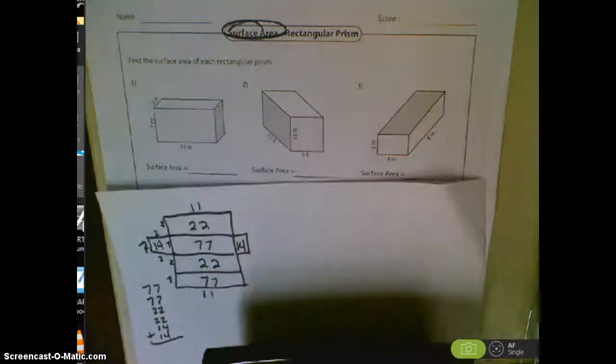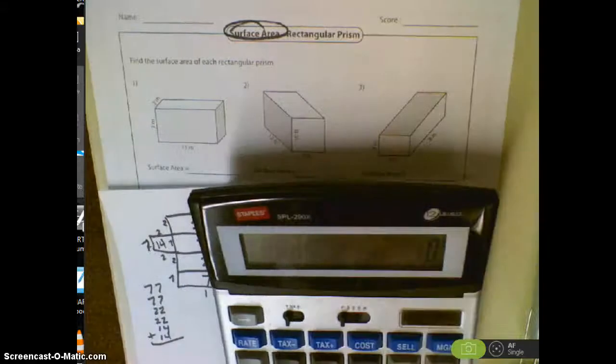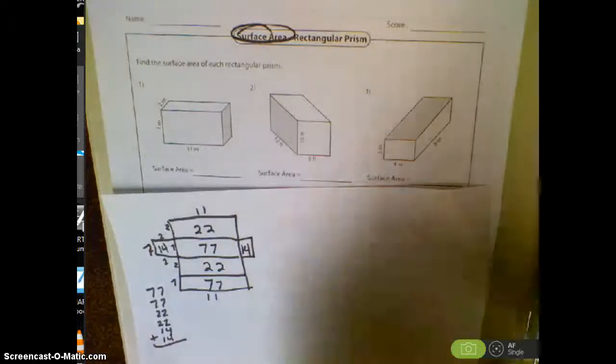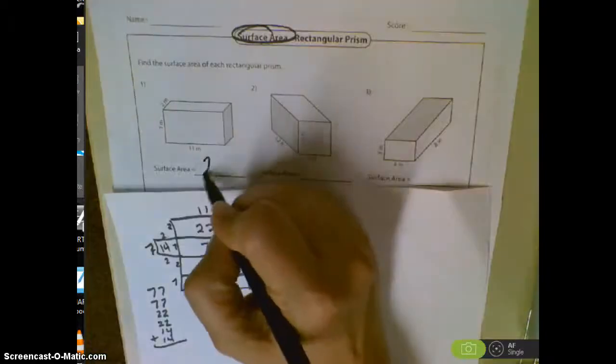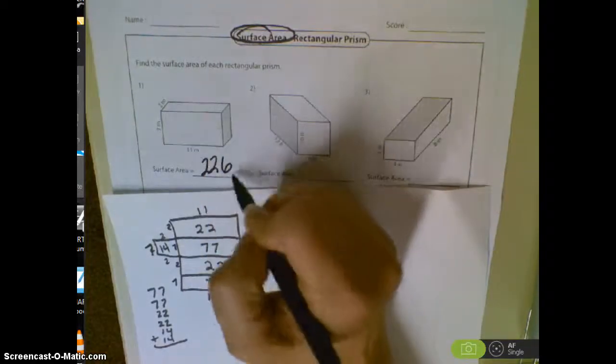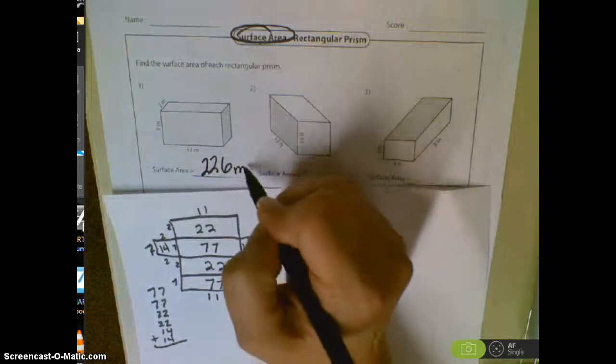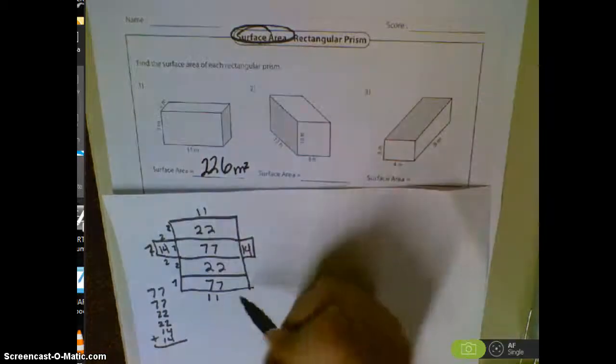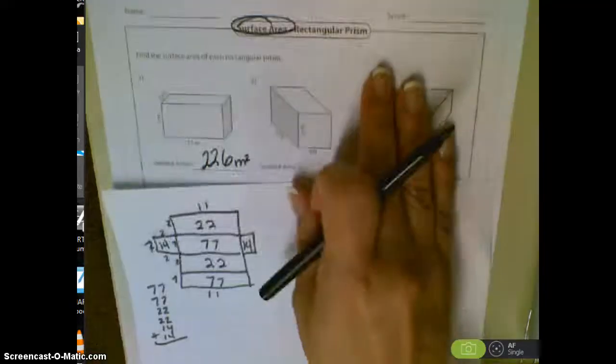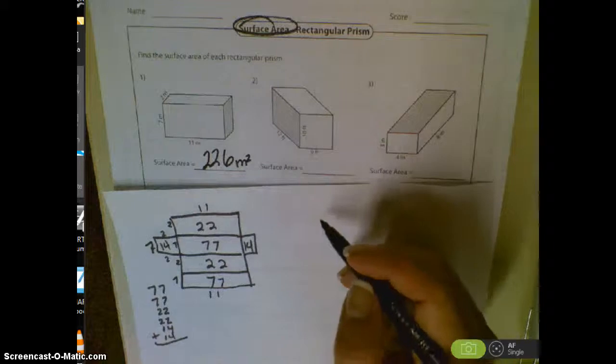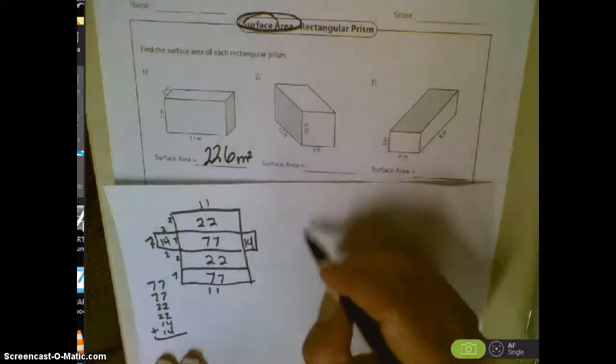I'm going to grab my calculator here because those are a lot of numbers to deal with, and I worry more about how to do it and less about the adding part, but you don't really need a calculator, it just makes it faster. Equals 226. And our unit looks like it's meters, so we're going to go with meters squared because we did length times width on that one.